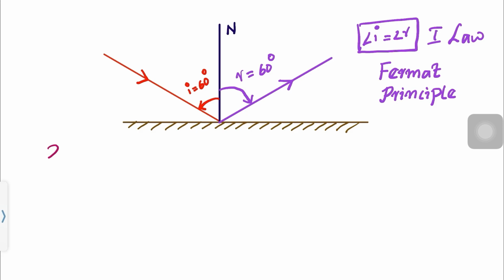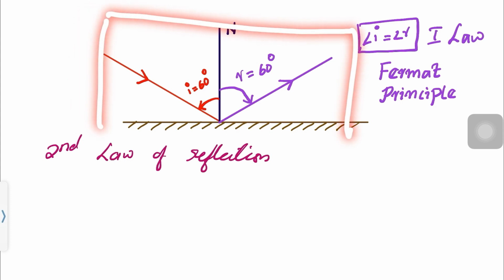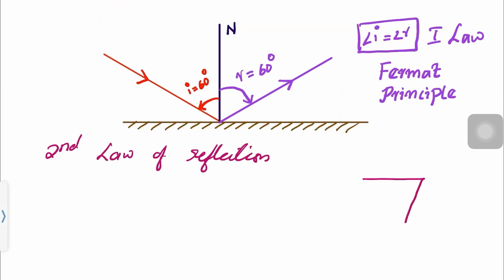Now let us learn the second law of reflection. What is the second law of reflection? It's very simple to understand. So the incident ray, normal and reflected ray all will lie in the same plane. A plane is a 2D surface.